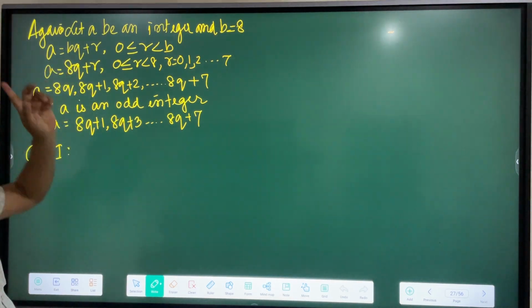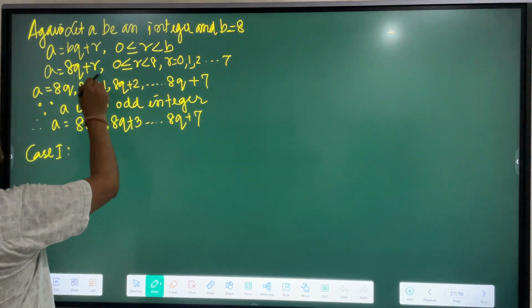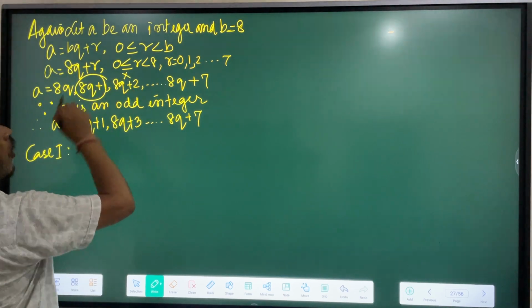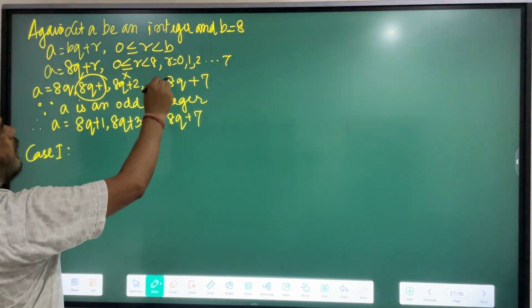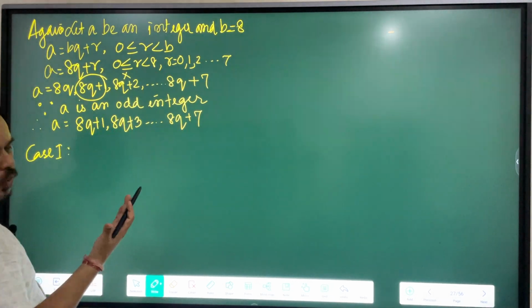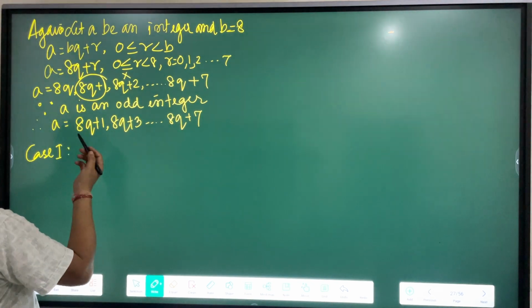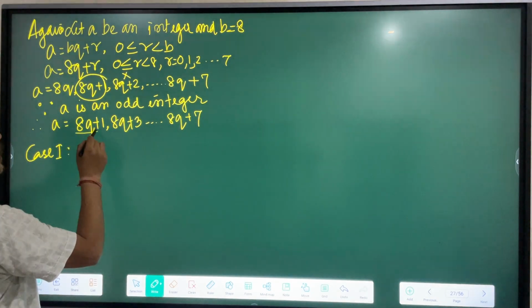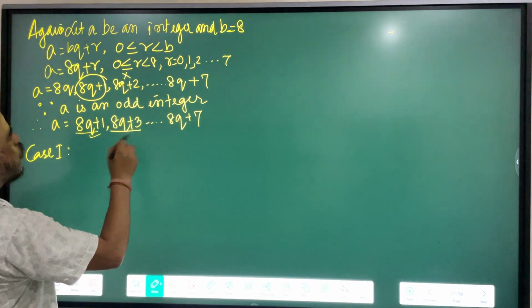8 into anything is always even. So next will be 8 into anything plus 1, which is odd. If this one is odd, the next one is surely not odd. Next will be 8q plus 3, 8q plus 5, 8q plus 7. So 4 cases, but we will do only 2. The rest we can write similarly. Okay, now let us go for 8. A equals 8q plus 1, 8q plus 3, 8q plus 5, 8q plus 7. We will do only these two.